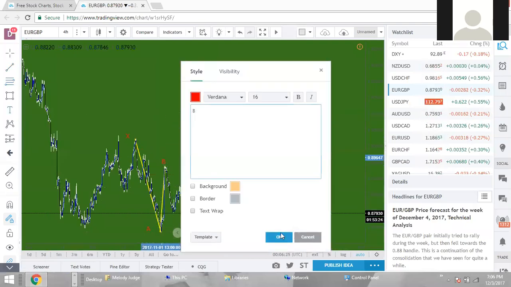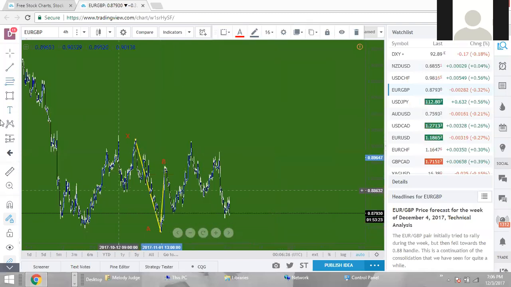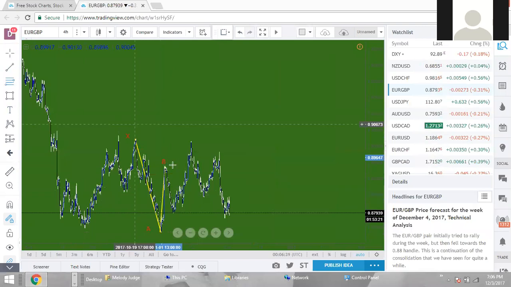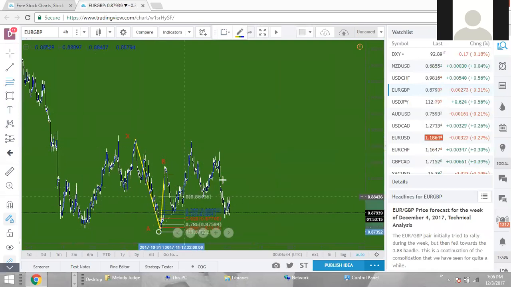After B is created, after we notice that we have pulled back and made a valid B leg, we'll be looking for the Fibonacci retracement from A to B, looking for that minimum of the 618. We have it. Boom, hit. It just passed it a little bit before it went. Indeed, a valid C leg here.